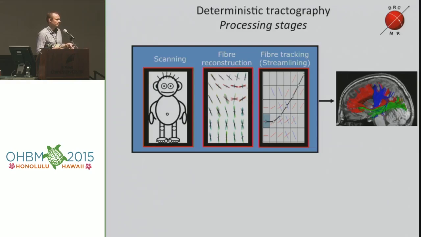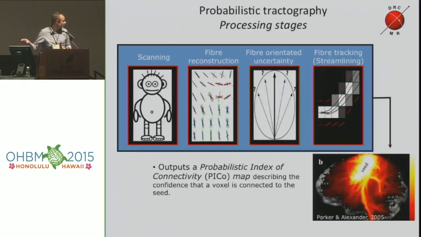So it does not add any uncertainty, or any probabilistic inference about the tracking you're doing. But that we can introduce if we go to probabilistic tractography. So again, when we look into the pipeline of probabilistic tractography, we have some of the same processing stages as before in the deterministic. So we have our scanning and the fiber reconstruction, which is absolutely the same as before. But now we have included a fiber-oriented uncertainty, also what Flavio was talking about, the ODF. And then we have our tracking stage now, which is basically the same, but a bit different from deterministic.